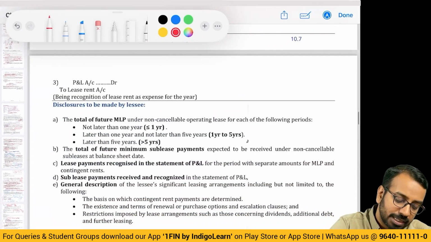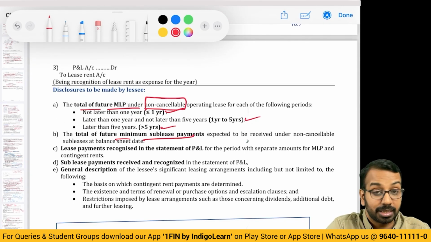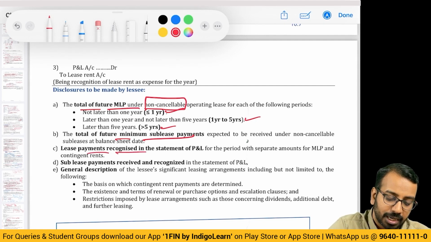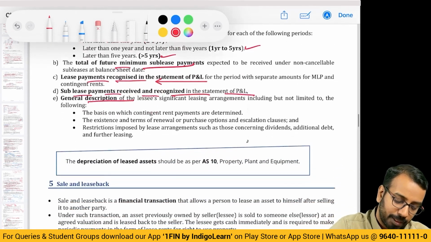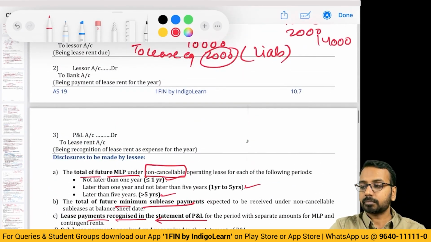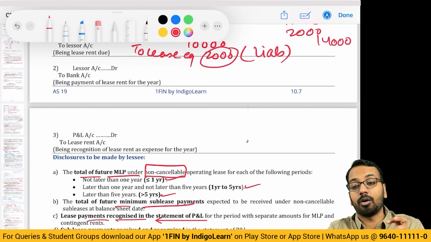Then in the books of the lessee, total future minimum lease payments less than 1, 1 to 5, more than 5 for non-cancellable leases. Total future minimum sublease payments that you are expecting. Lease payments recognized in the P&L for the period. Sublease payments received and recognized in the P&L, and description. Okay, so that covers our part of finance lease and operating lease.